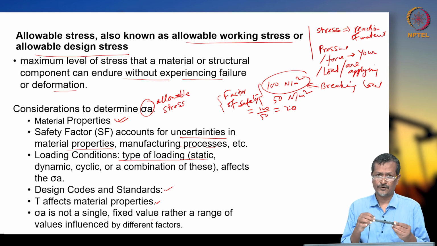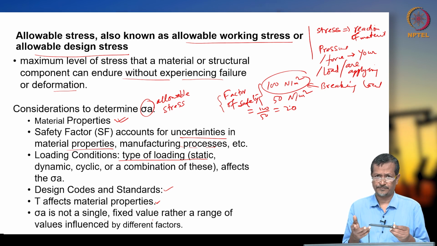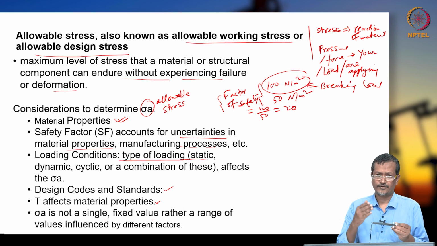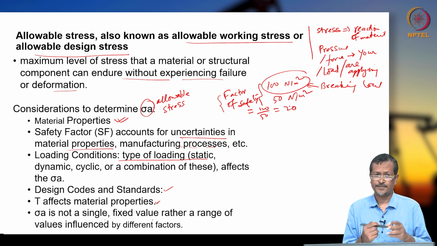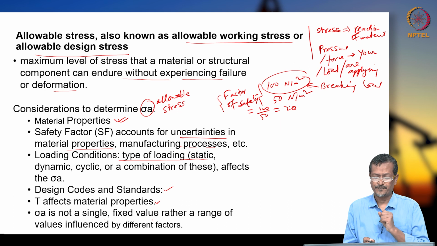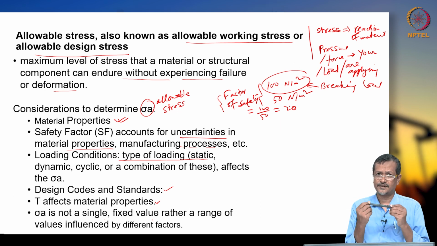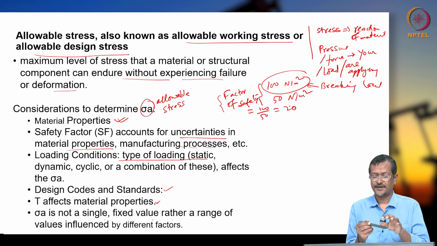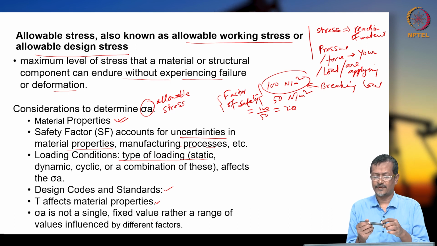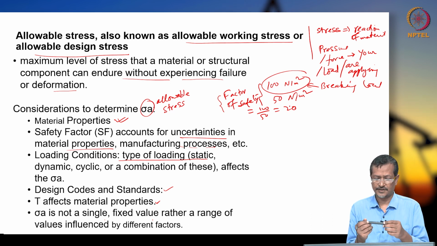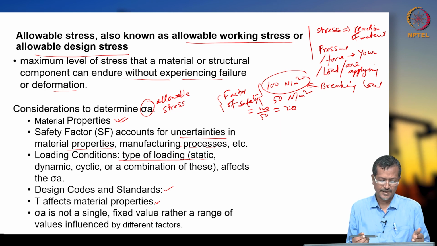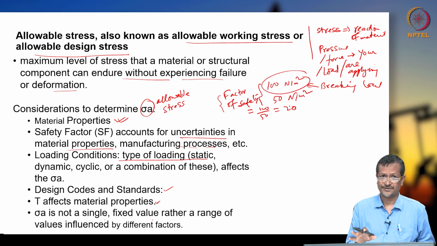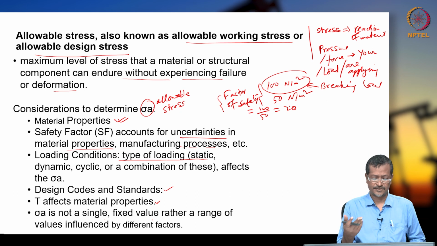For static loading, factor of safety can be very low, but for dynamic loading, I have to put a very large factor of safety. So my allowable stress is changing, right. Material property I cannot change, because it is already fixed, but allowable stress is changing. If I change the material temperature or the loading condition, then in that case I have to change the allowable stress.